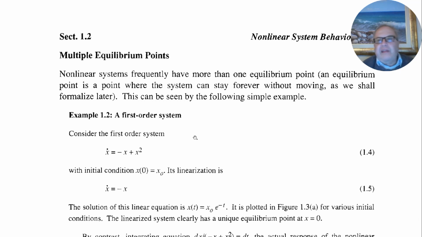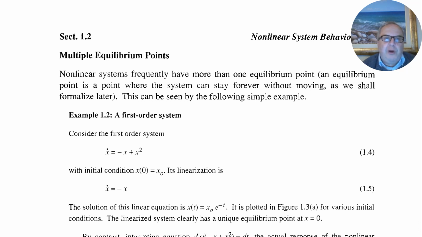Another interesting result in nonlinear systems is that you can have multiple equilibrium points. What does it mean, multiple equilibrium points? You know very well that in linear systems you have only one equilibrium point. What does equilibrium point mean? It means where all the parameters of the state space vector are 0.